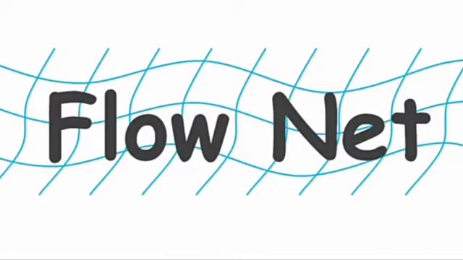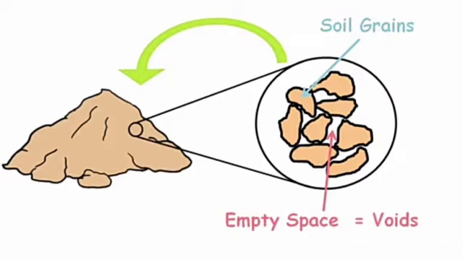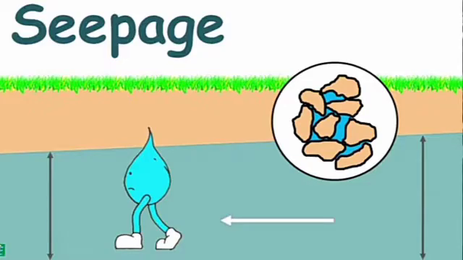A flow net is a graphical representation of two-dimensional steady-state groundwater flow through an aquifer. Soil is a collection of soil particles, which we call soil grains, deposited as a soil mass, enclosing empty space which we call voids, and the movement of water through the soil is called seepage.